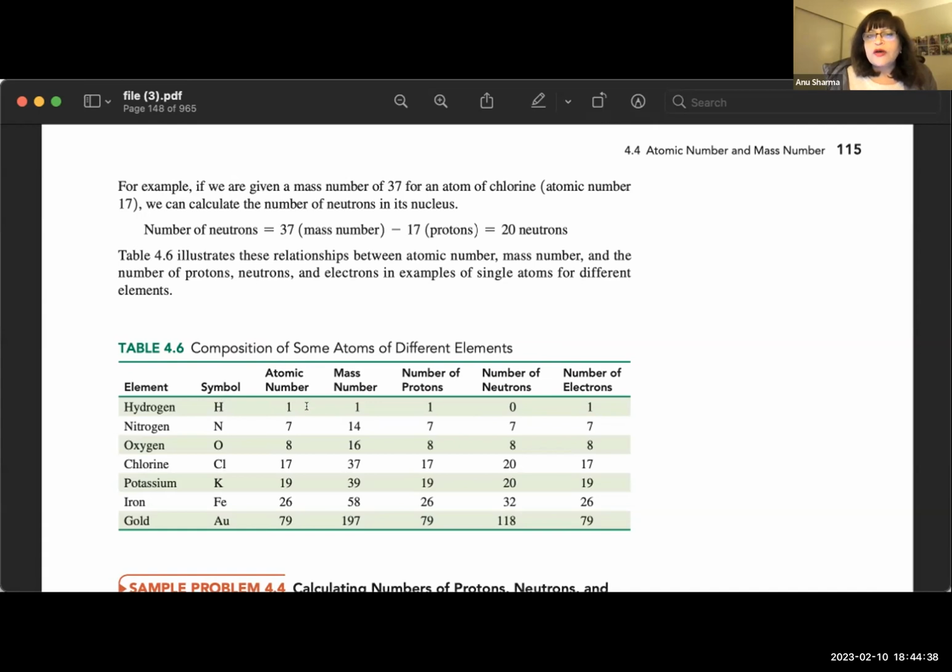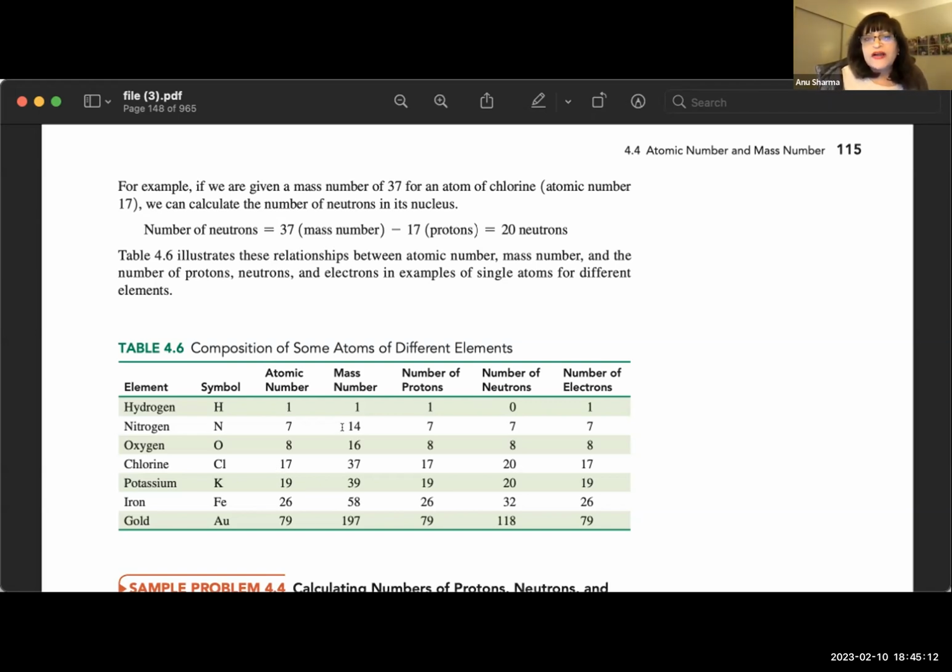So for hydrogen, the atomic number is 1, and that 1 is only going to belong to hydrogen and nothing else. Nitrogen, the atomic number is 7. Oxygen, the atomic number is 8. Chlorine, 17. Potassium, 19, iron 26, and gold 79. So no other element can have the same atomic number. This is very unique to the atom, and it defines the physical and the chemical properties, as well as the number of the electrons and the neutrons also.